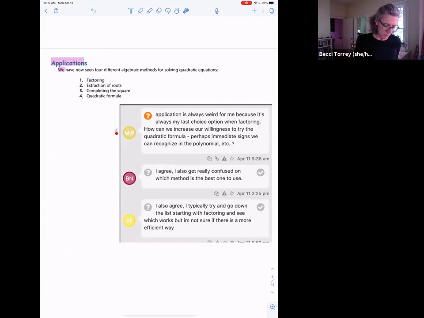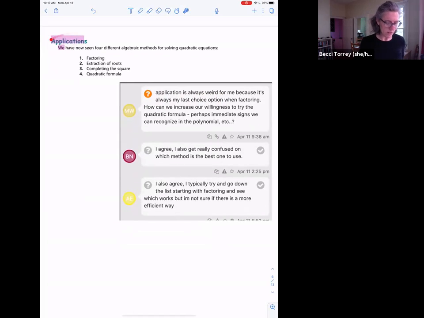One of our MWs said, application is always weird for me because it's always my last choice option when factoring. So I'm not sure what you mean. Maybe you're misunderstanding applications because of the way they introduce this. Applications are just talking about doing a word problem, essentially: how do we apply this in practice? But then they jumped straight into what our choices are for solving a quadratic equation. So it was a weird start to this section. But yeah, we have different possibilities. We can factor. Sometimes, depending on how it's set up, we can extract roots, or complete the square so that we can extract roots, or we can use the quadratic formula.